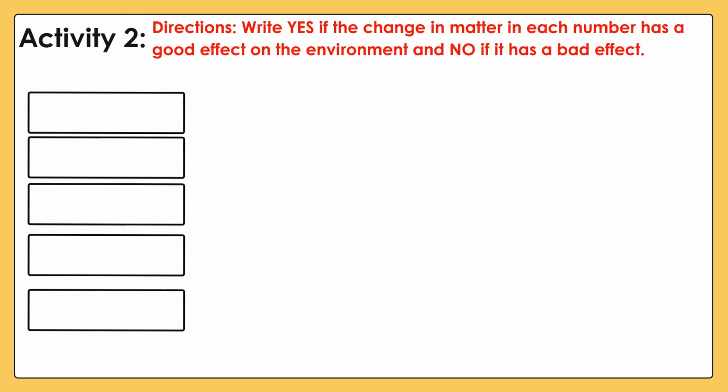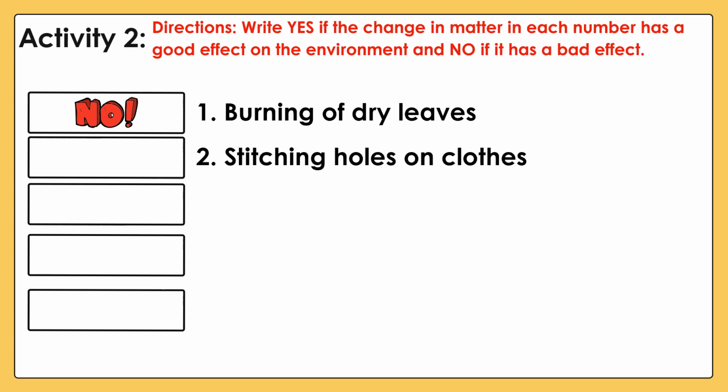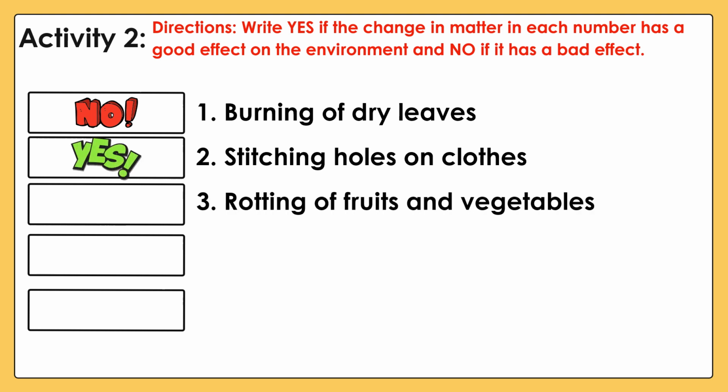Activity number 2. Directions. Write yes if the change in matter in each number has a good effect on the environment, and no if it has a bad effect. Number 1. Burning of dry leaves. The answer is no. Number 2. Stitching holes on clothes. The answer is yes. Number 3. Rotting of fruits and vegetables. No.